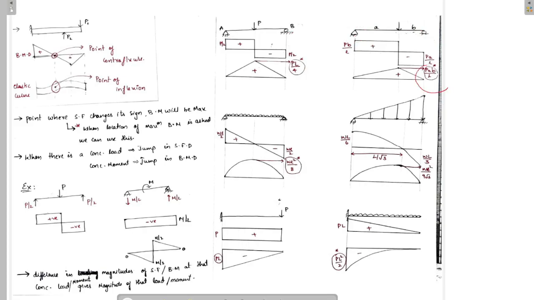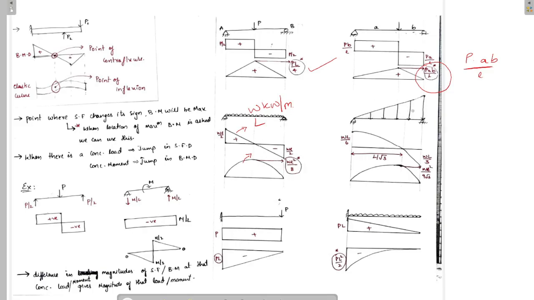And we have to remember this. The maximum bending moment acting on this particular beam is P into AB by L. I think you know this. If you substitute A and B equals to L by 4, L by 2, you will be getting PL by 4. In this case, it is a uniformly distributed load and the shear force is linearly varying and the bending moment is parabolically varying. We discussed this a few minutes ago.